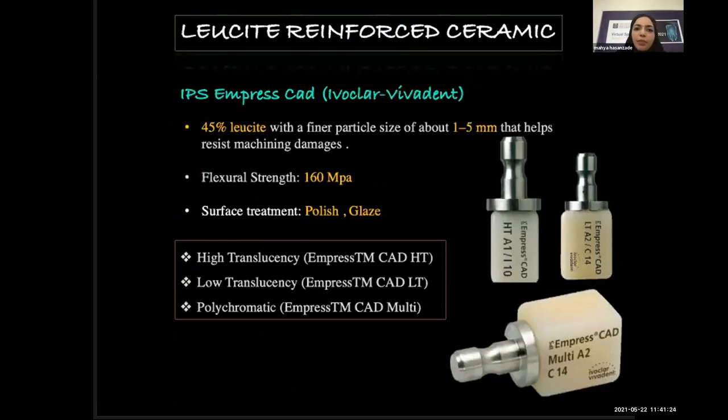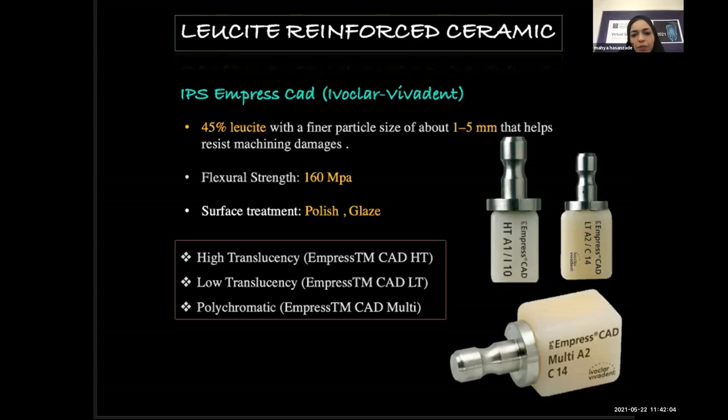The next group of ceramics that we are going to talk about is the leucite reinforced ceramic. IPS Empress CAD from Ivoclar company was introduced in 2006. It has about 45% leucite with a finer particle size of about 1 to 5 microns that helps resist machining damage. And it has a flexural strength of about 160 megapascal. Again, we can use these blocks only with polishing, or you can glaze it.